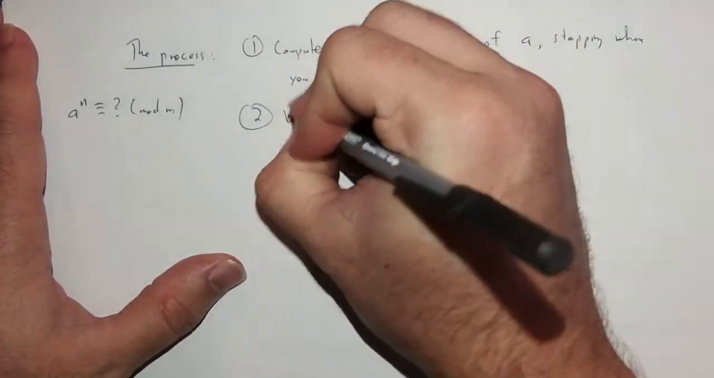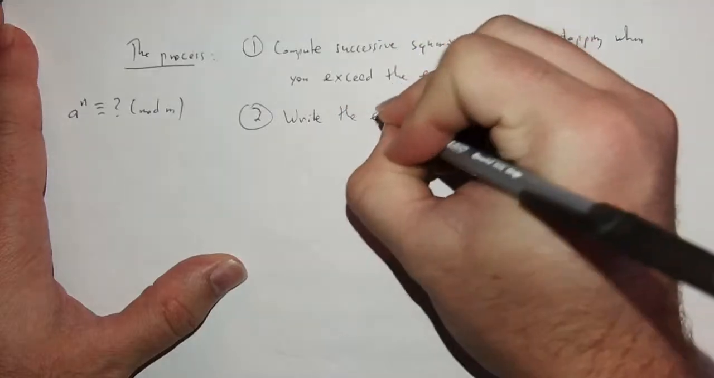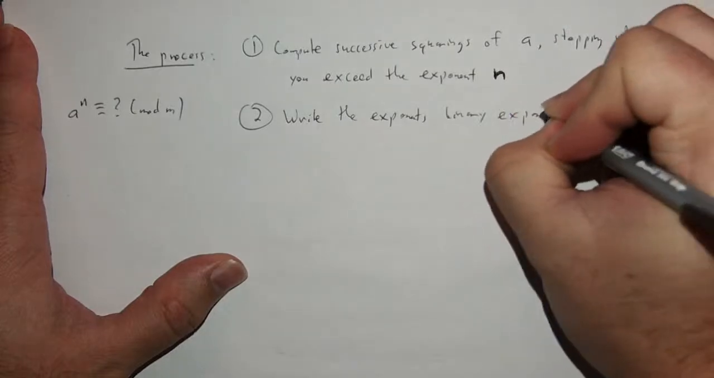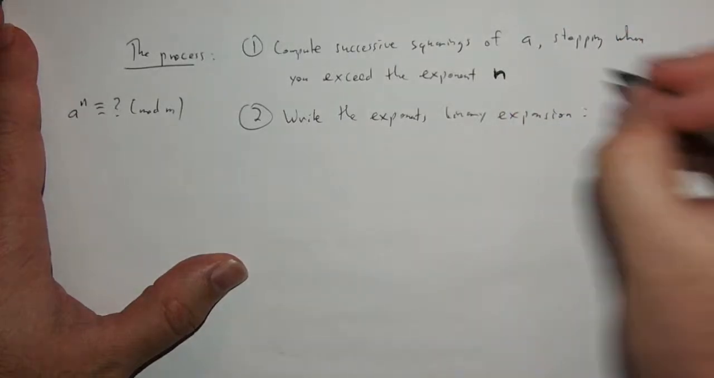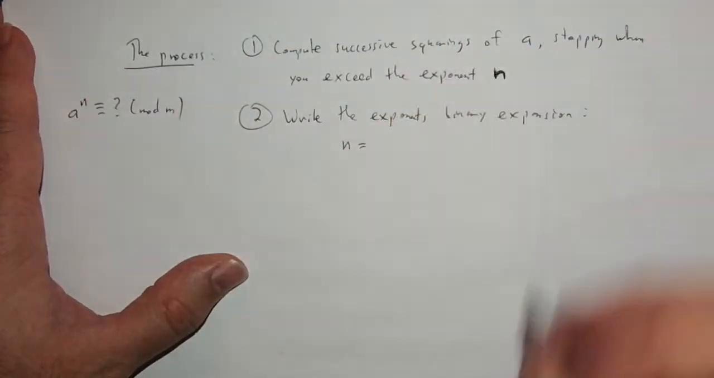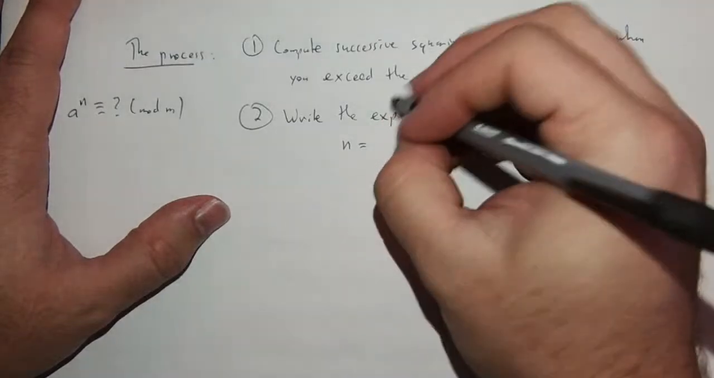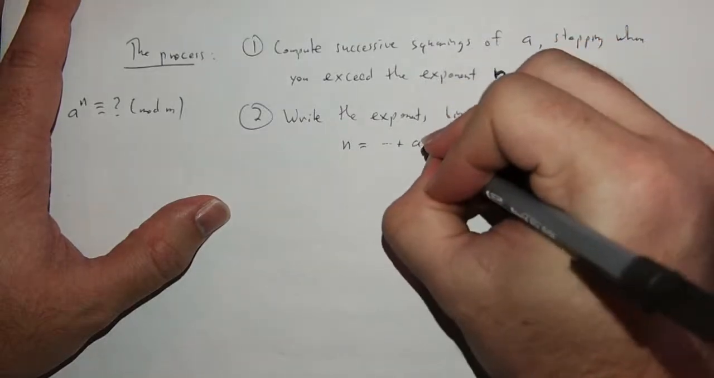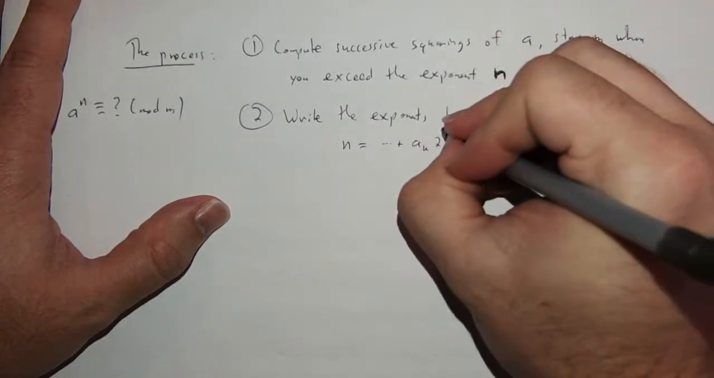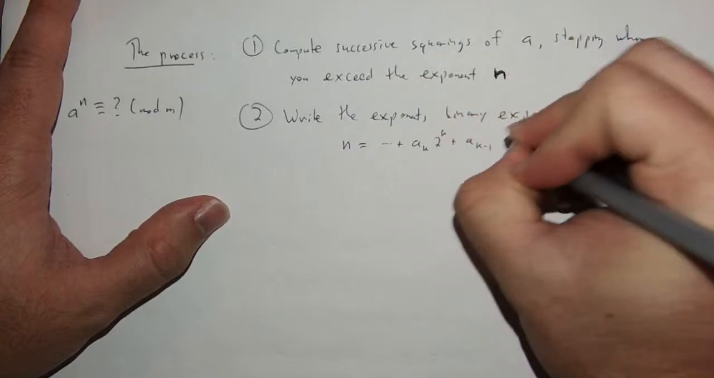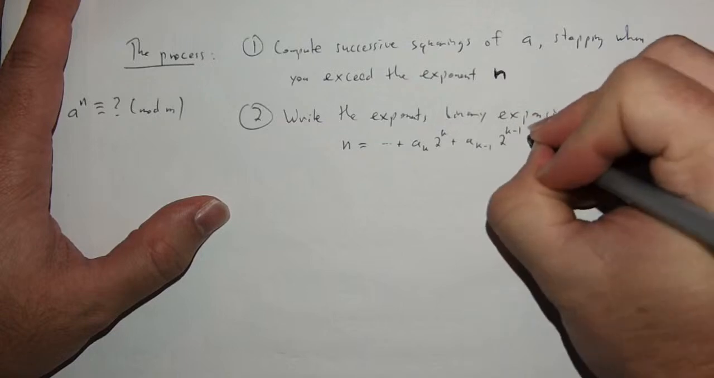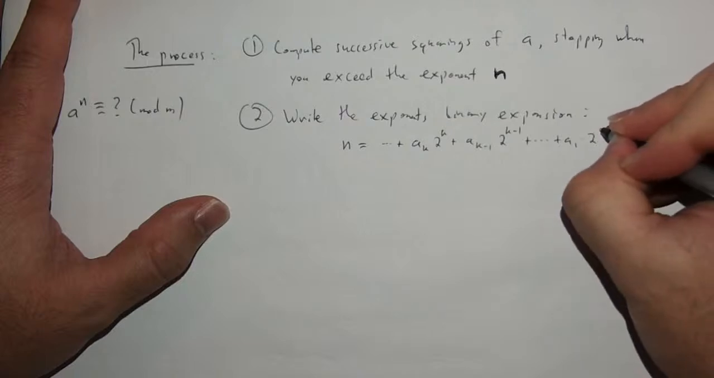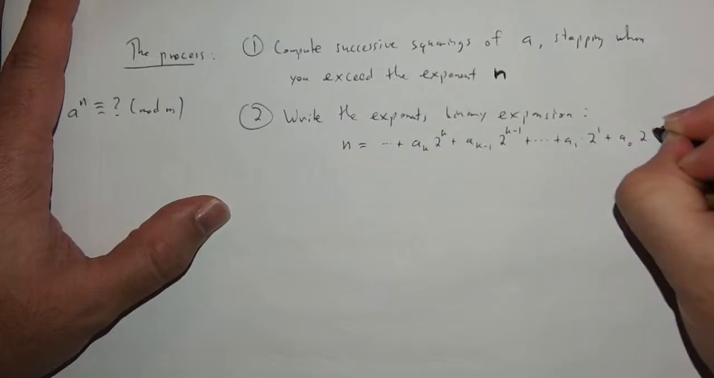Second part, right? The exponents, binary expansion. So n is equal to something. Let's say n = a sub k times 2 to the k plus a sub k minus 1 times 2 to the k minus 1, and so on, all the way down to a sub 1 times 2 to the first plus a sub 0 times 2 to the 0, right?